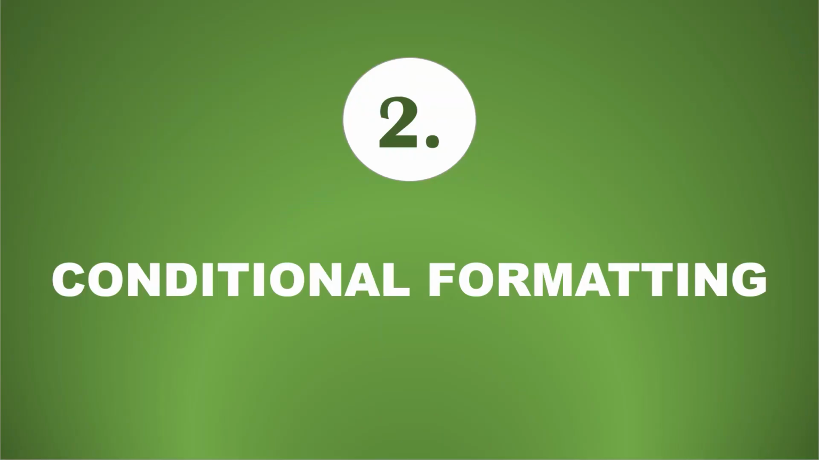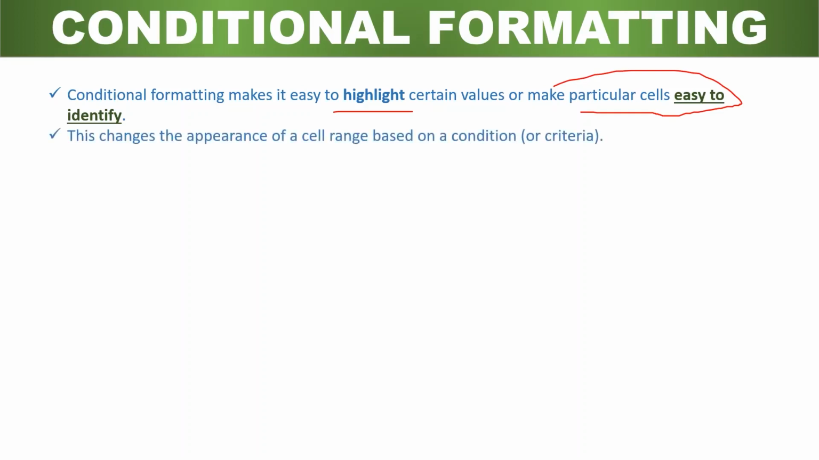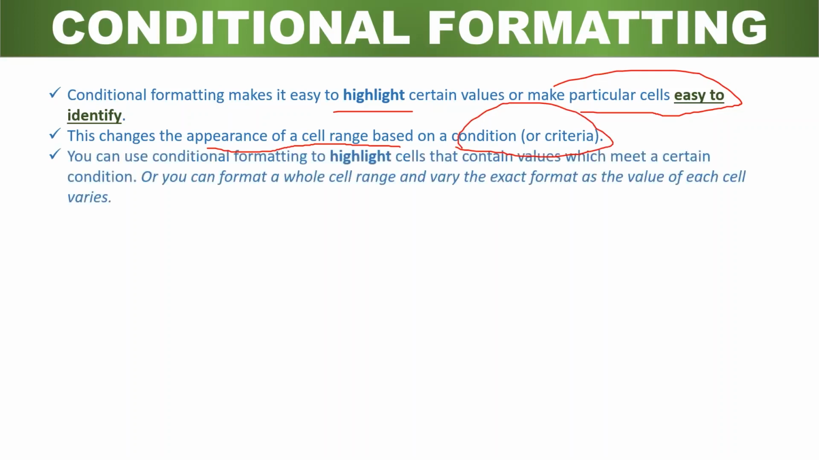Now coming to the second important question, that is how to use conditional formatting. First of all, what is conditional formatting and what is the purpose of it? So conditional formatting makes it easy to highlight certain values or make particular cells easy to identify. So it is very important to understand the data, right? This changes the appearance of the cell range based on the condition or criteria that you have fixed. Third, you can use conditional formatting to highlight cells that contain values which meet a certain condition. So it is always about conditions or criteria that you are applying.